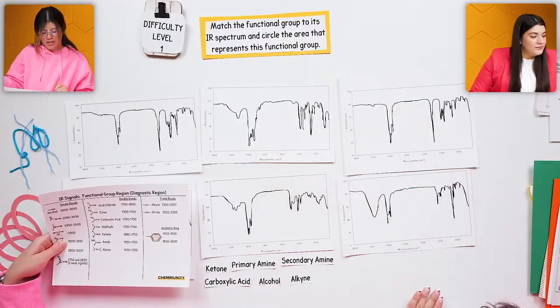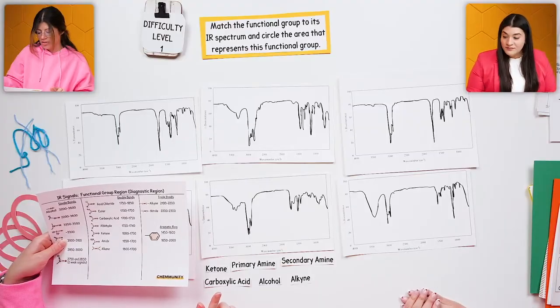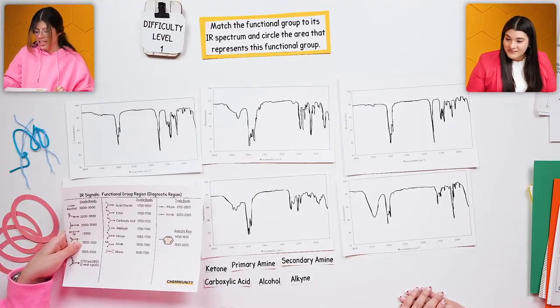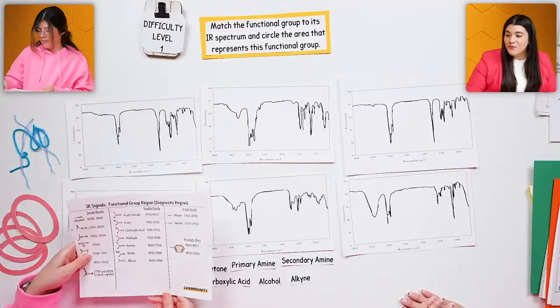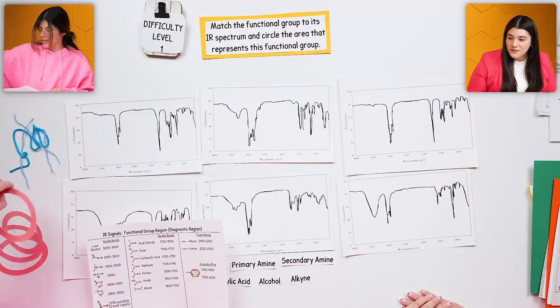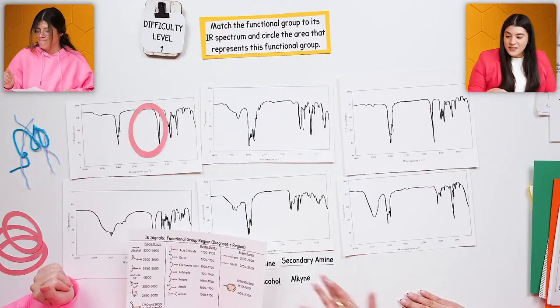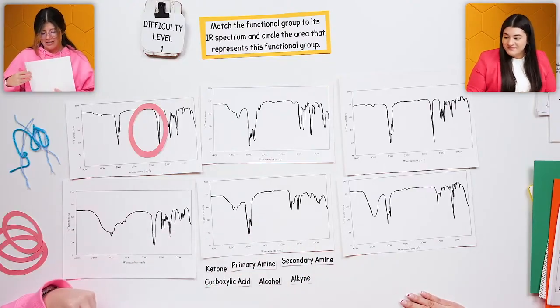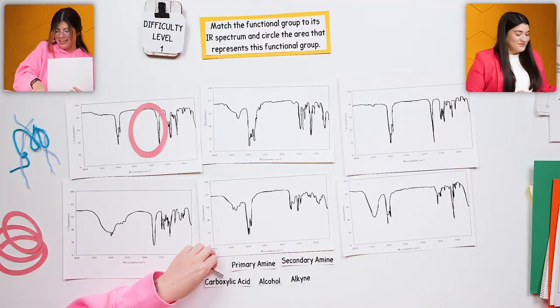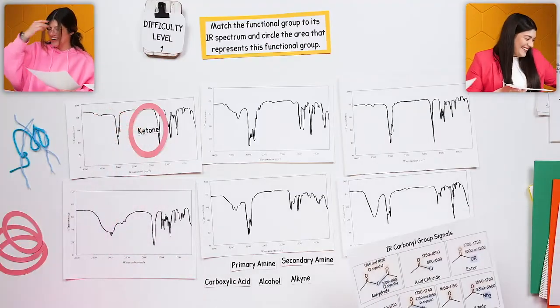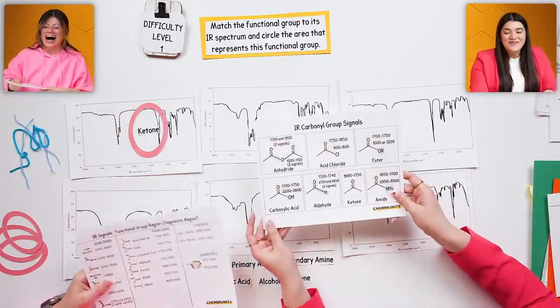I'm leaning towards the ketone, just because it's in the range. Go ahead and circle the area that you're talking about, the peak. This little guy on the left side of the 1,400. And you said a ketone. Yes. Label it. Is it right? Yes, it is. It's not a trick, but yes, it is.